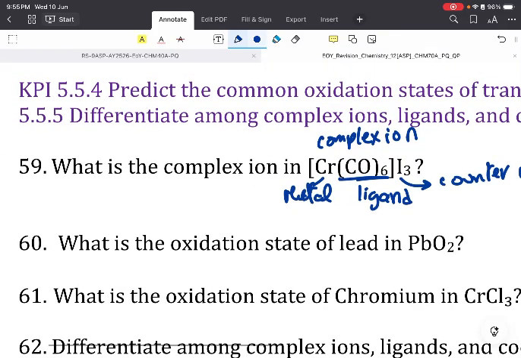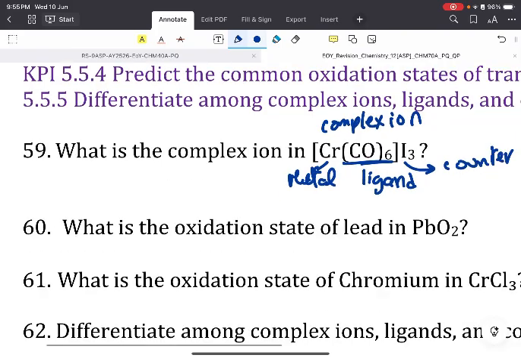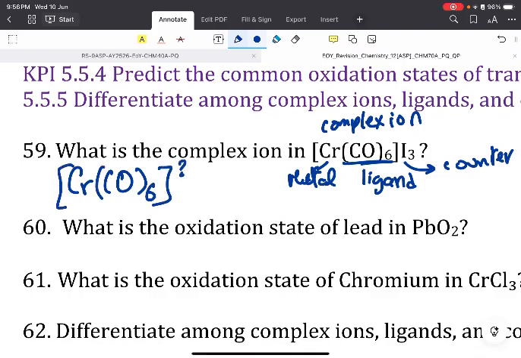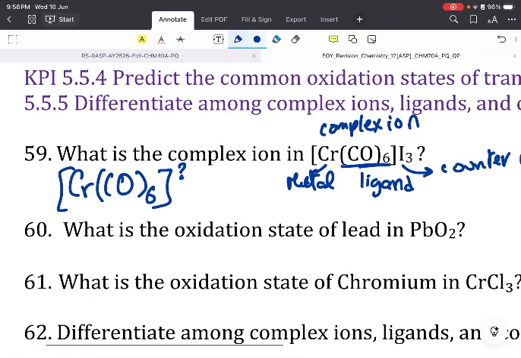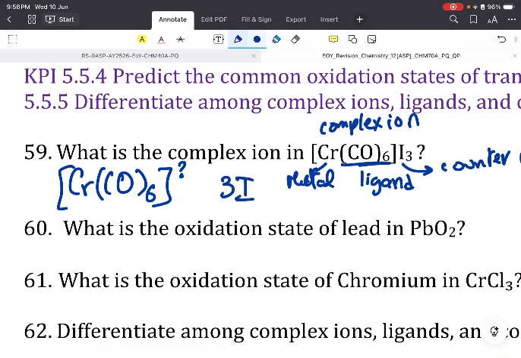Let's explain how to find the complex ion and its charge. I have here Cr(CO)6. The charge of this ion should be opposite to the charge of the counter ion. I have here 3 I. Iodine belongs to group 17, so the charge of this ion is -1. Three times -1 is a total of -3. Therefore, the complex ion will have the opposite charge, which is 3+.